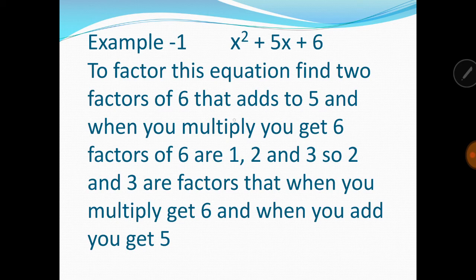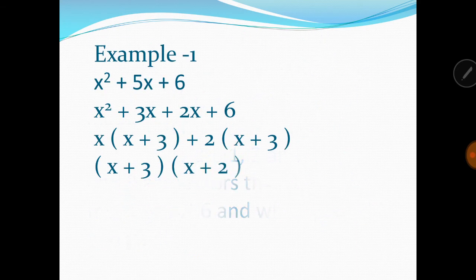So to factor this equation, find the two factors of 6 that add to 5, and when you multiply you get 6. So the factors of 6 are 1, 2, 3 and 2. Now 2 and 3 are the factors that when you multiply you get 6. Also when you add them you get 5. So 3 and 2 are the factors of this equation.